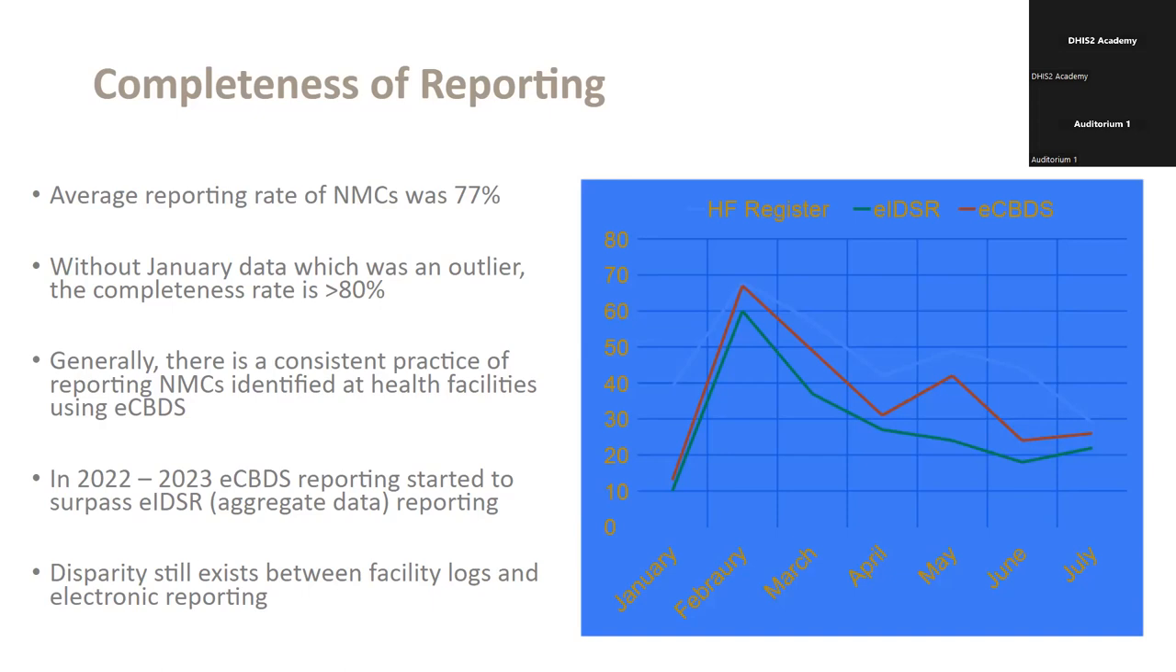Then in terms of completeness of report, completeness here is: the records in the system, in the register, are they reported using ECBDS? So our completeness rate was at 77%. However, if you remove January, you know, issues, people are coming back from Christmas and so on, the completeness rate actually increases to over 80%. So generally, there's consistent reporting using ECBDS.